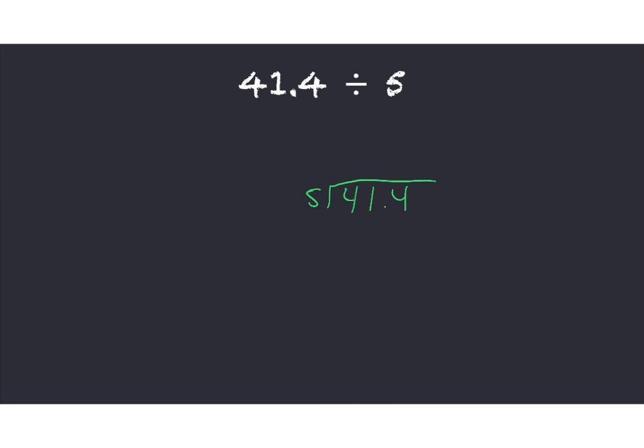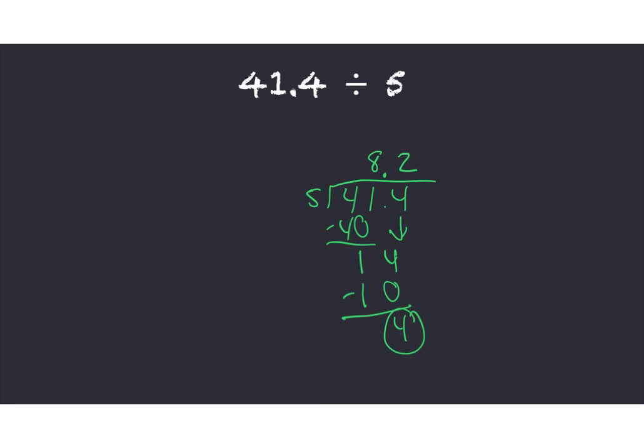5 will go into 4 0 times. 5 will go into 41 8 times. 8 times 5 is 40. 41 minus 40 is 1. We'll bring down our 4. 5 will go into 14 2 times. 2 times 5 is 10. 14 minus 10 is 4. So we see here our answer is 8.2, but we have a remainder of 4. So what do we do with that remainder? For today's lesson, I want you to use the remainder to round your quotient.